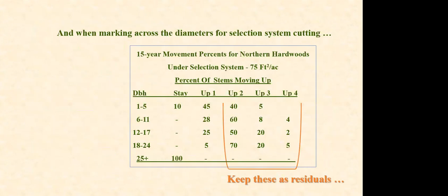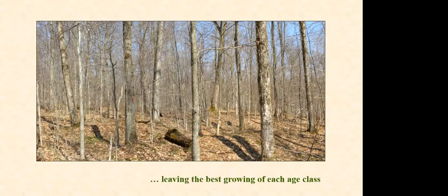Those are trees of low vigor. They're not going to grow as well as the ones on the right-hand side of the chart. Those are the trees with bigger, better crowns, with signs of good, vigorous bark. So when you make your marking, you keep the trees on the right-hand side of this diagram and cut the ones on the left. You'll leave the best of each age class, both from potential growth rate based on those characteristics and also for quality. That's selection system.